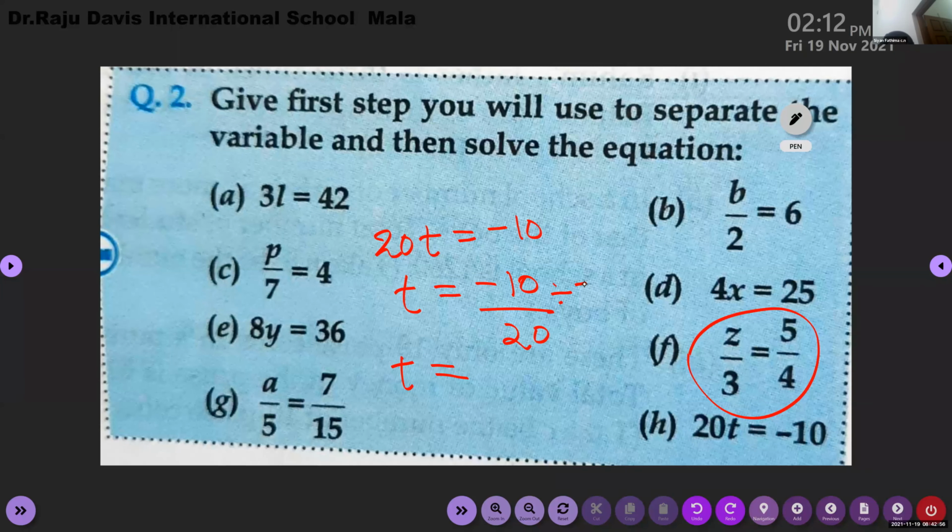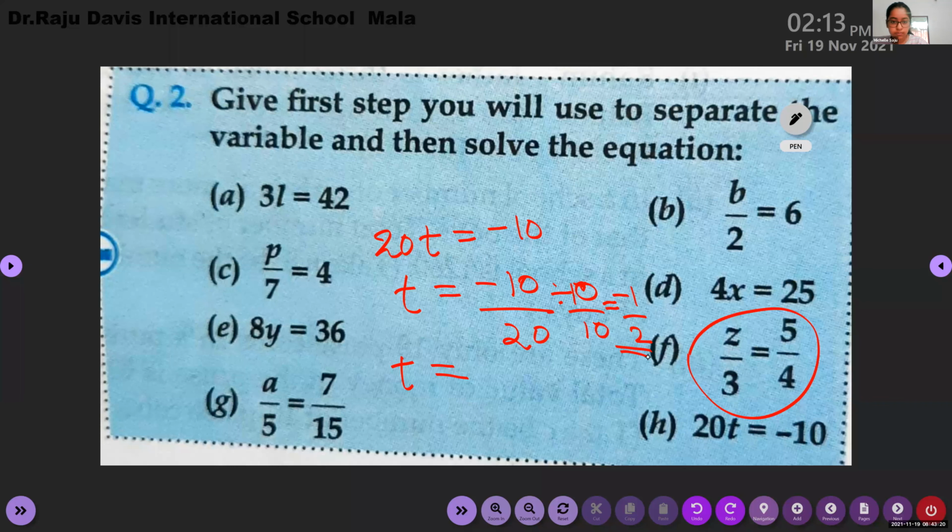So you can divide both by 10. What will you get? Negative 10 divided by 10 is negative 1. 20 divided by 10 is 2. So the answer is negative 1 by 2. Clear? Yes, ma'am. Okay.